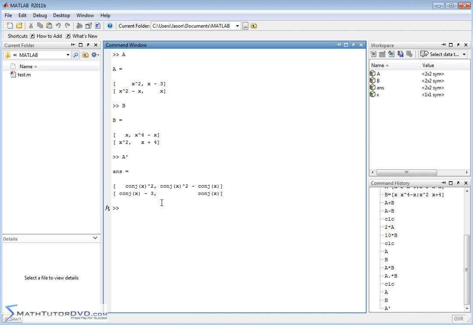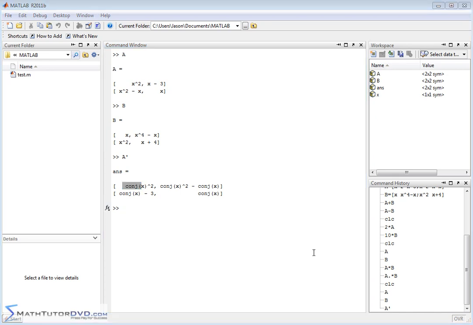And you can see that we've got some conjugates going on here because it doesn't know, by the way, what x is. X is a symbol. X could be imaginary, x could be real. MATLAB's not going to assume anything. So when you do some of these operations, you might see a conjugate occasionally pop up, and that's just because it doesn't really know if these are real or imaginary entities because they're symbols.